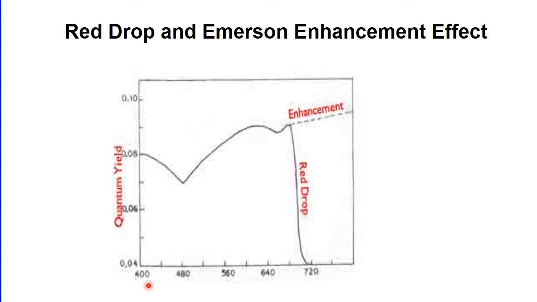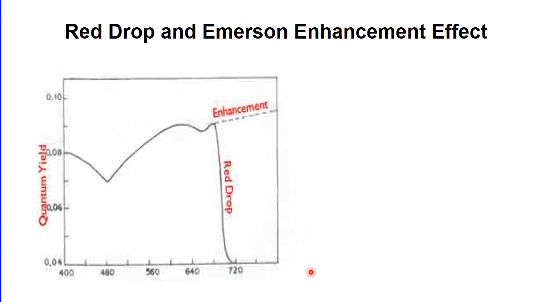Next, Red drop and Emerson enhancement effect. Here, the x-axis denotes the wavelength and the y-axis denotes the quantum yield. In the previous slide, we have learned what a quantum yield is. Here, at a wavelength greater than 680 nanometer, there was a sharp decrease in quantum yield, which is called the red drop effect. And again, this quantum yield is enhanced if additional wavelength is given. Okay, let me see in detail about these two.